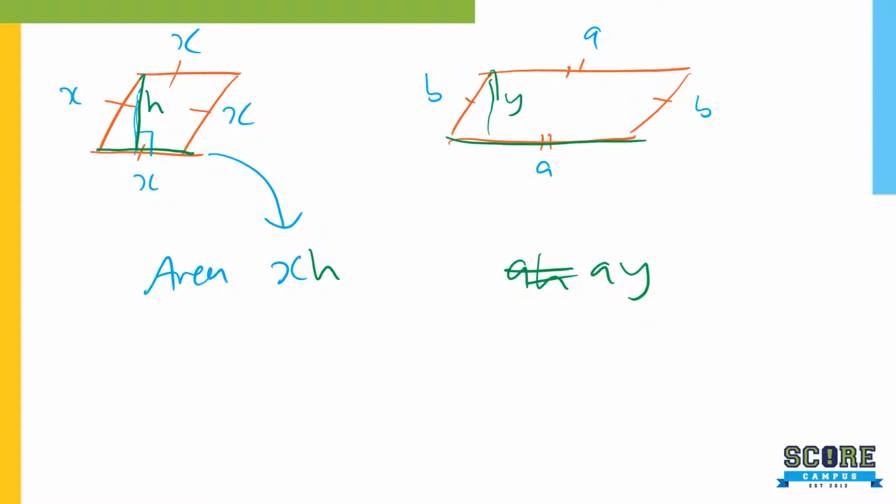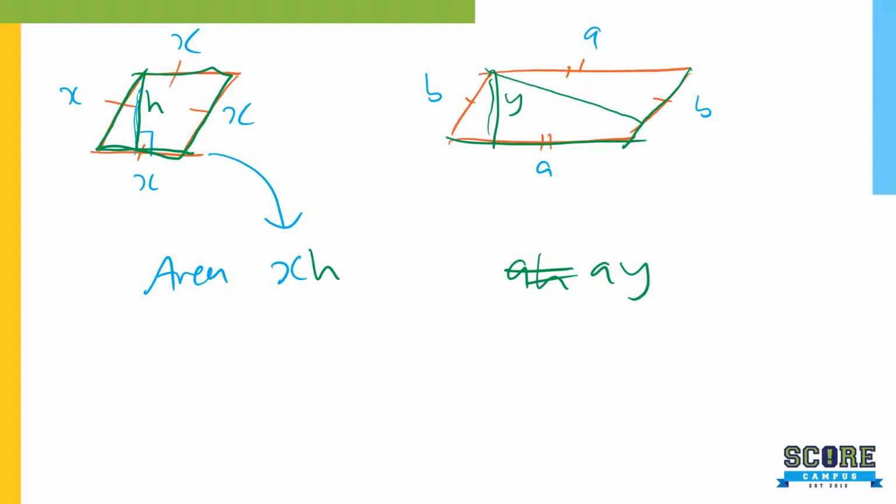Base times height. If you want to use this as your base, then your height will be, well, it's complicated. You must draw somewhere where it's a right angle. I'm not sure how you're going to get that, but yeah, that will be the height. Okay, so base times height, that is your area. And perimeter, of course, you just add the sides up. There's nothing too fancy about that one.